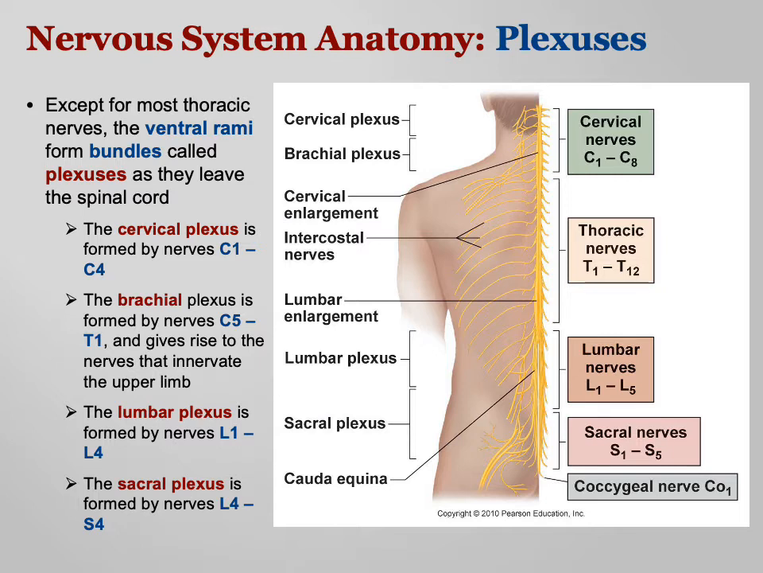And then notice here sacral plexus, L4 to S4. The diagram says S1 to S5, whatever. They all kind of bundle together. That's the important thing. Now, why are the plexuses important?